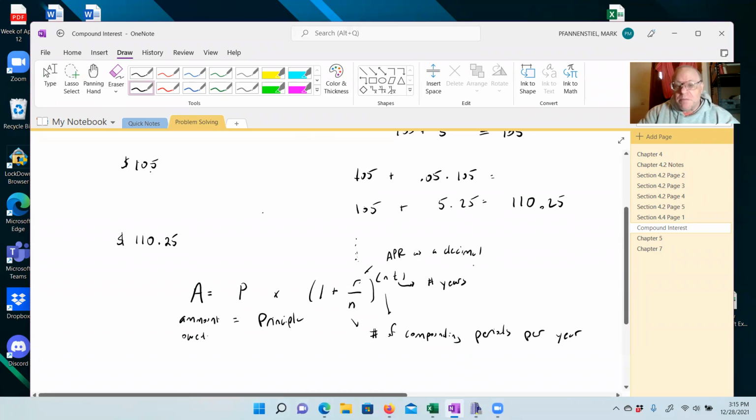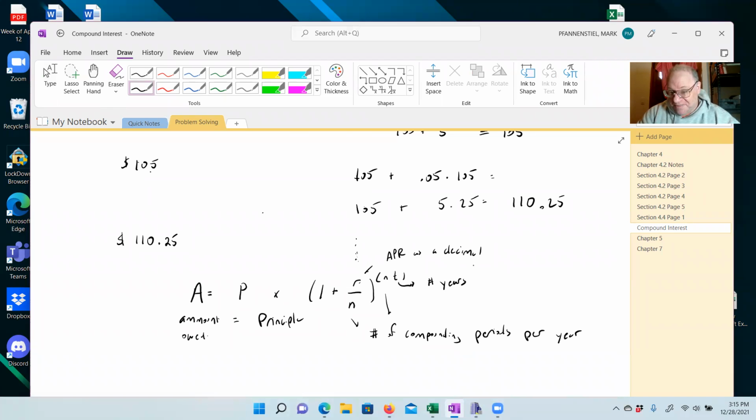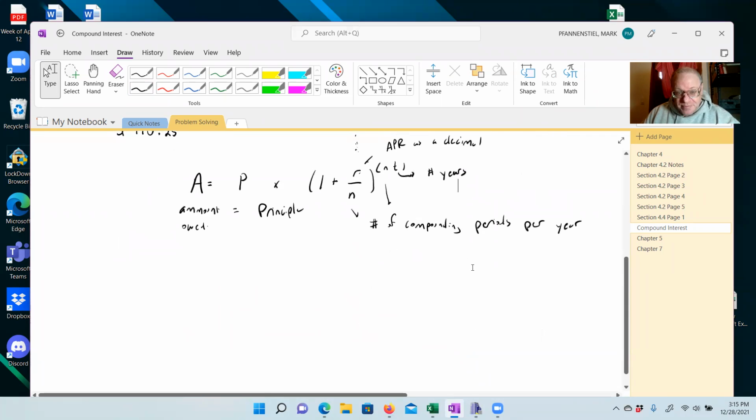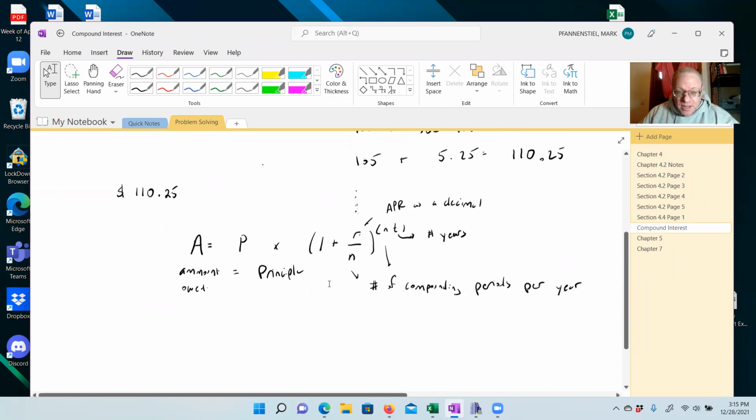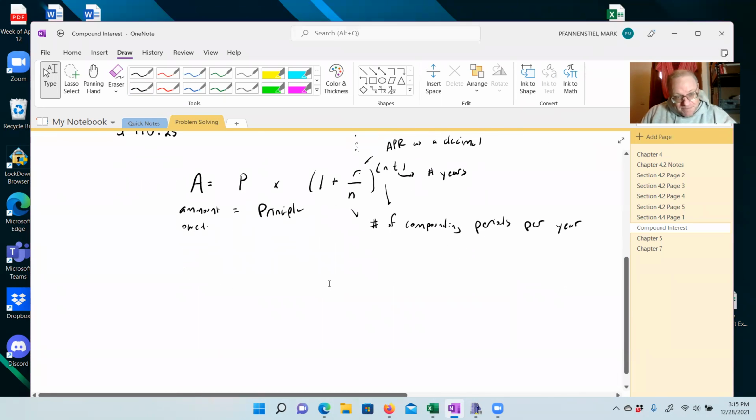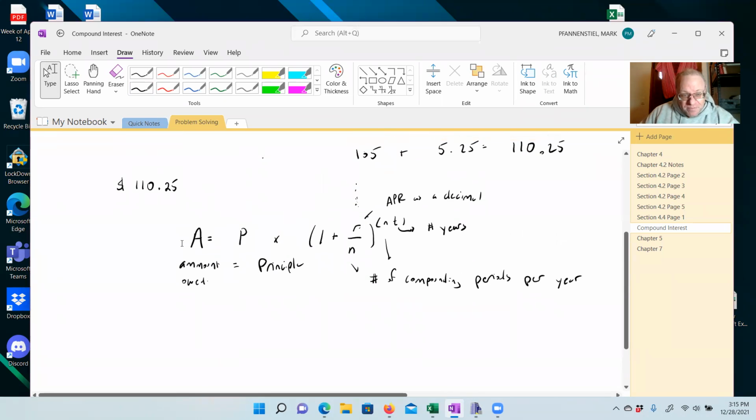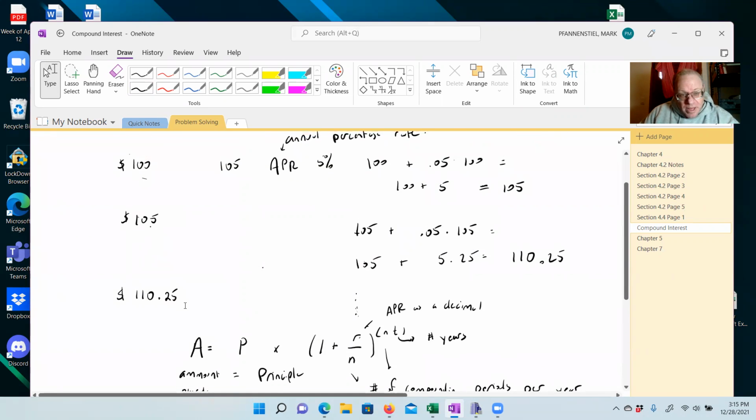Okay, so there's some problems that ask you for like 18 months. The time is 1.5. Because it's 18 months, it's 1.5 years. So that's what we have for our formula. So after 3 years, which will be 1 year after this. Actually, let's go after 2 years. Let's just do after 2.